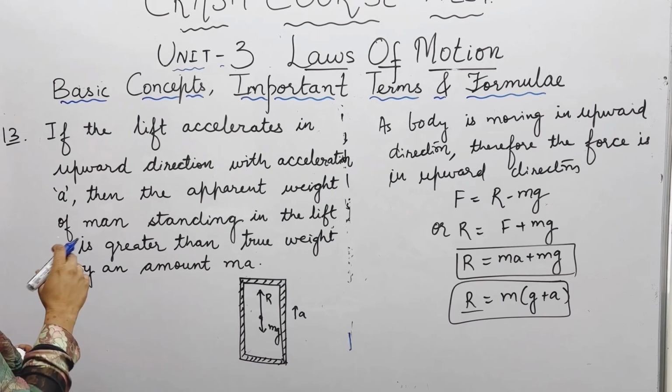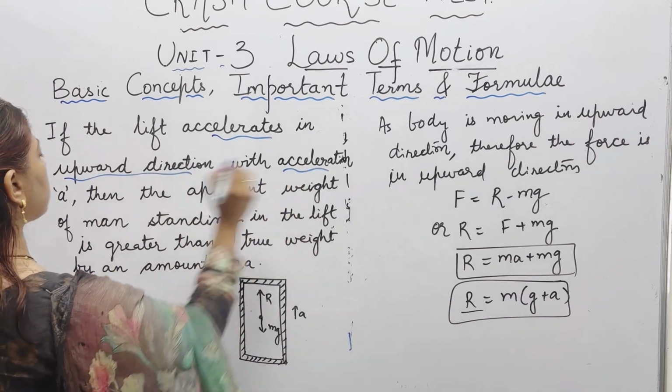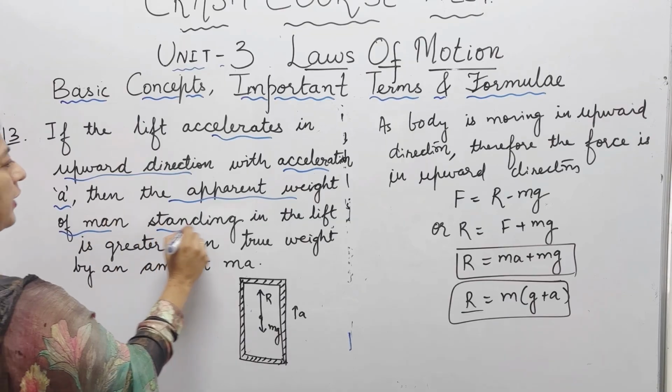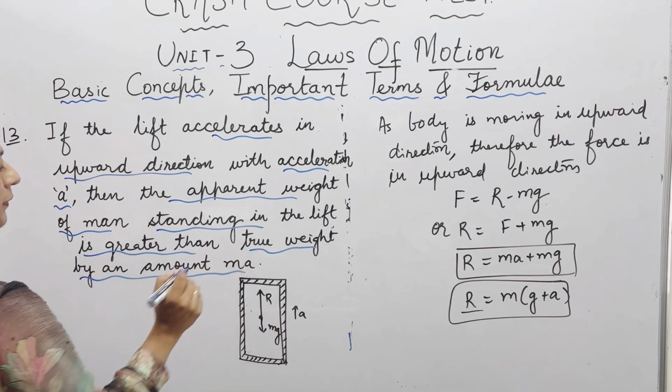Now the 13th point: if the lift accelerates in the upward direction with constant acceleration a, then the apparent weight of the man standing in the lift is greater than the true weight by an amount ma.